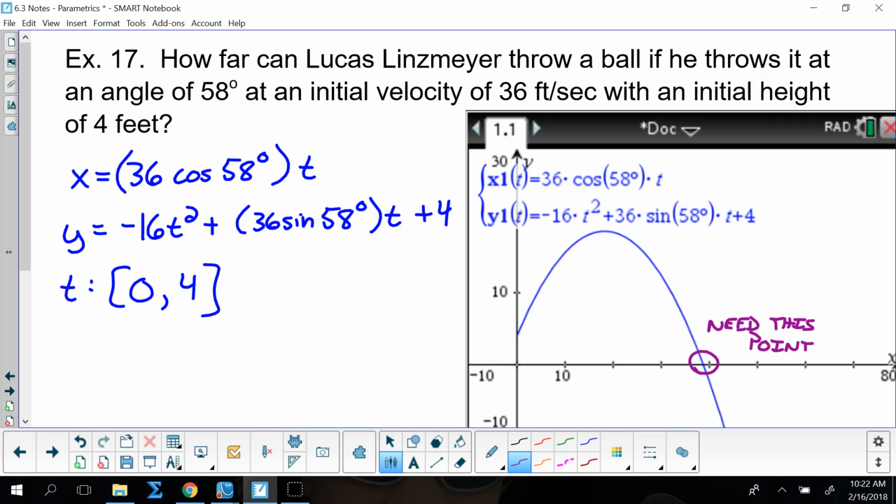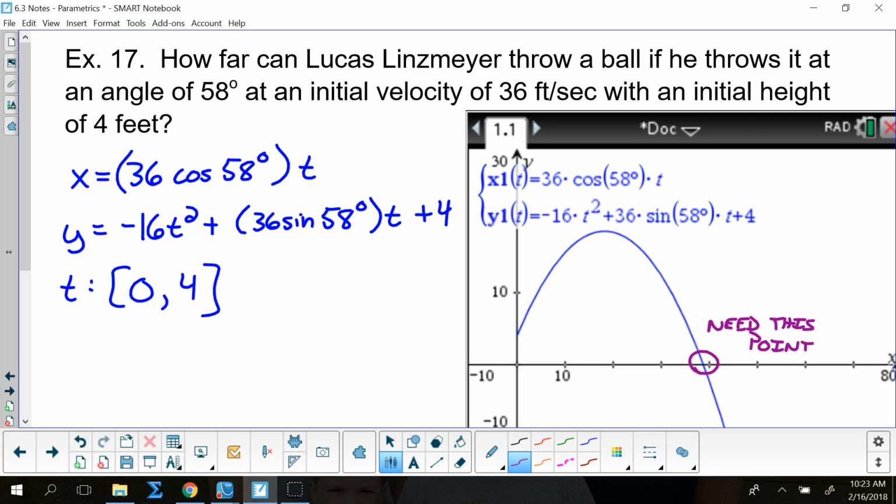Change the question. What does that purple point represent? Or, what's going on at that purple point? It's when the ball hits the ground. Okay? So Lucas throws the ball, and that's the point where it hits the ground, right?